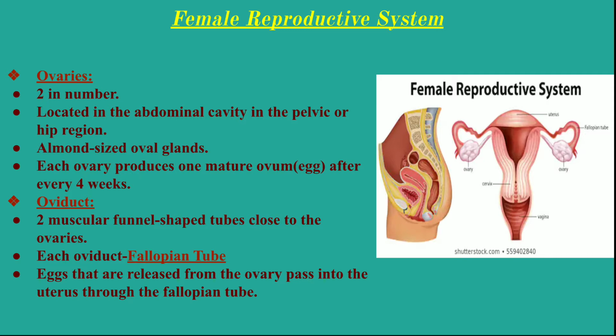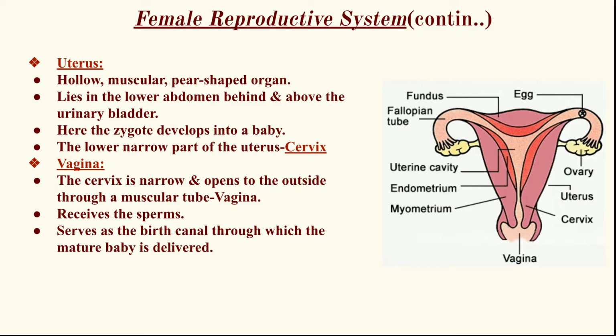I'm continuing the chapter on the reproductive system, reproduction in humans, according to the ICSE syllabus, class 8. Today I'm going to start with the female reproductive system. The female reproductive system has different organs. The first and main organ is the ovaries. Then comes the oviduct, then the uterus and the vagina.